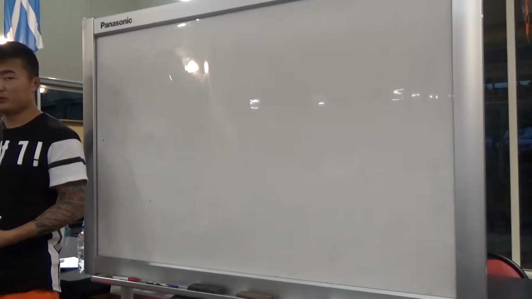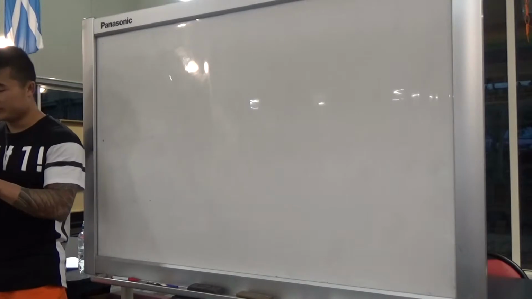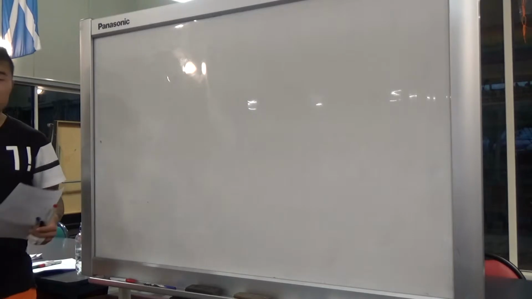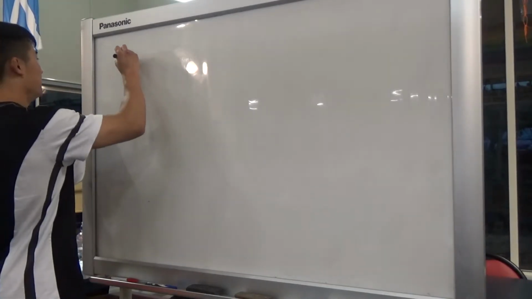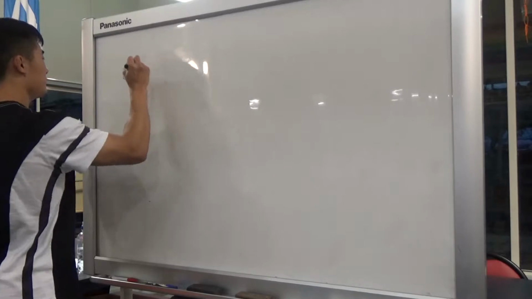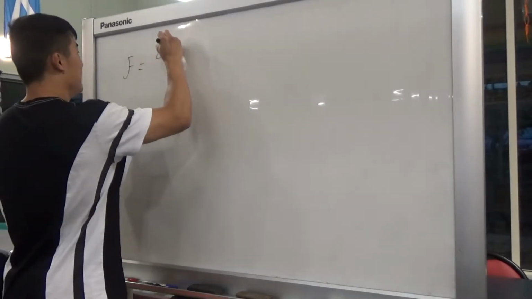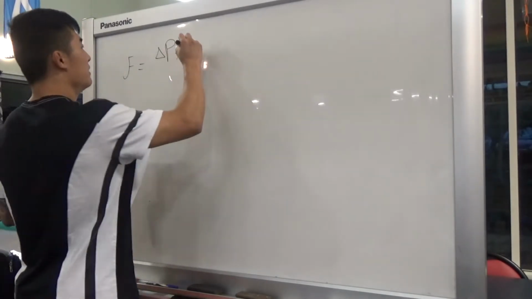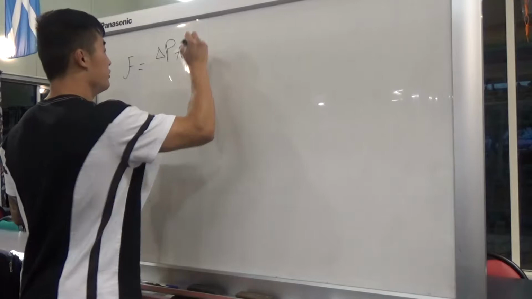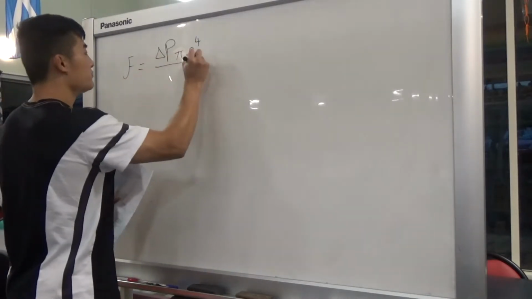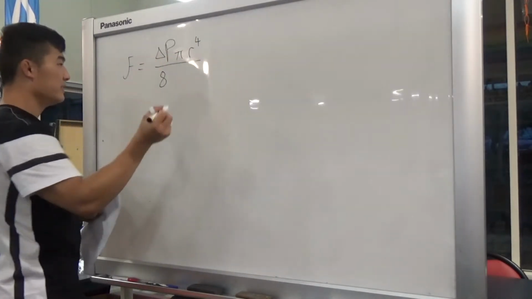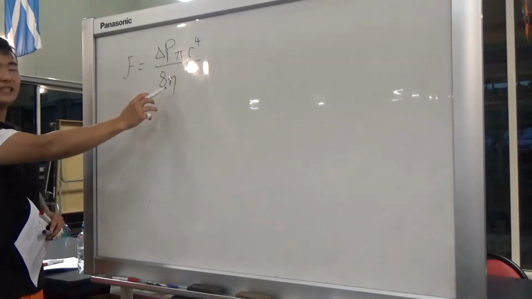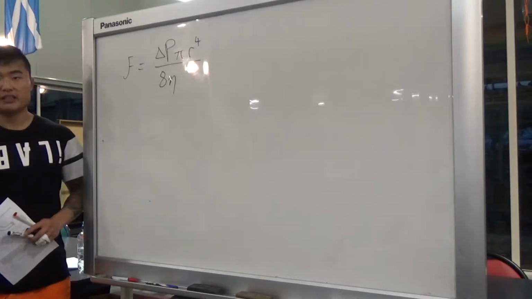So whenever you see the word viscous, you're going to use this equation. If you see the word viscous, then it's quite simple because you're always going to use this equation. And that's flow rate is equal to our difference in pressure multiplied by pi multiplied by radius to the power of 4, and that's over 8 times this symbol here, which is viscosity. So the viscosity of the liquid.